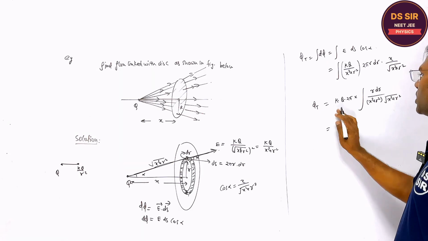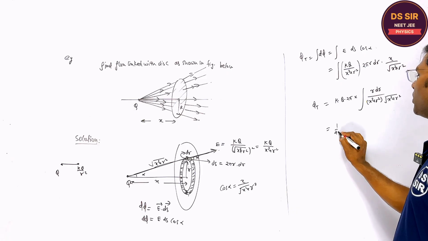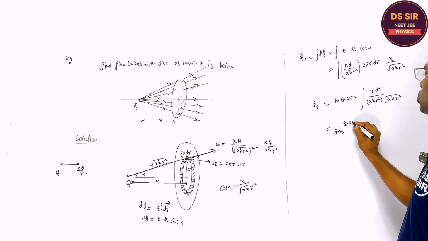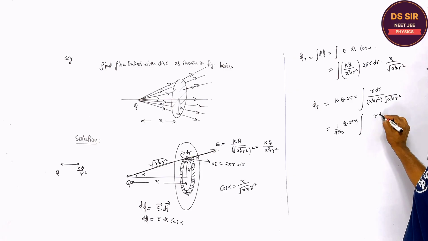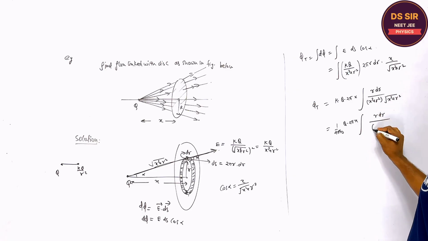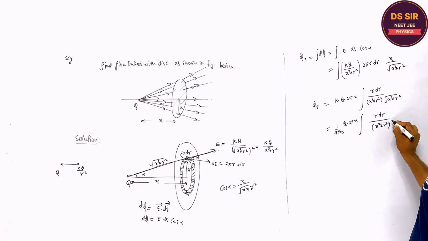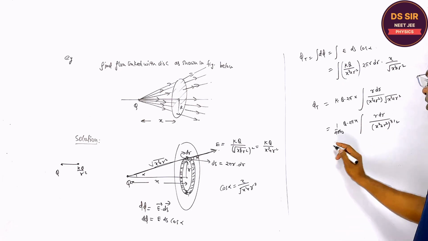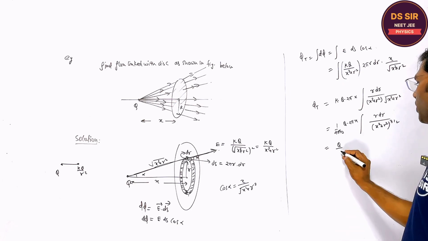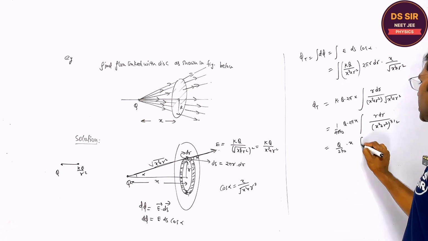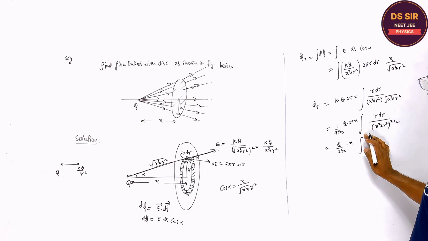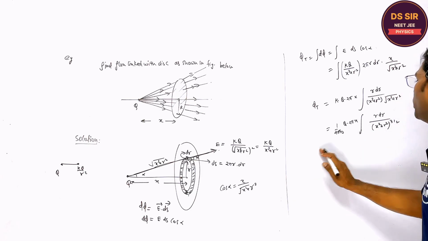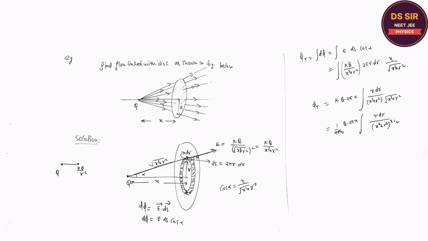So the value of k I am putting is 1 upon 4 pi epsilon naught, q into 2 pi x, with r dr over x square plus r square raised to the power 3 by 2. Simplifying this, q upon 2 epsilon naught into x, the integration. You may write like this. Listen one thing.